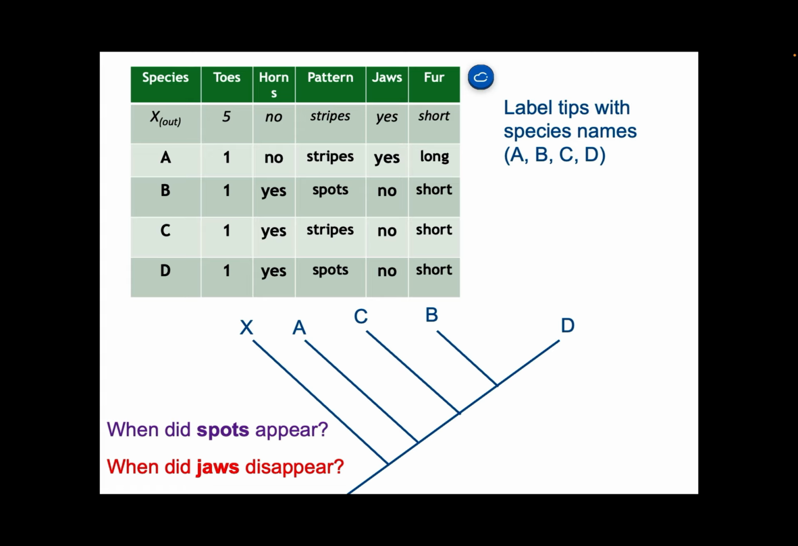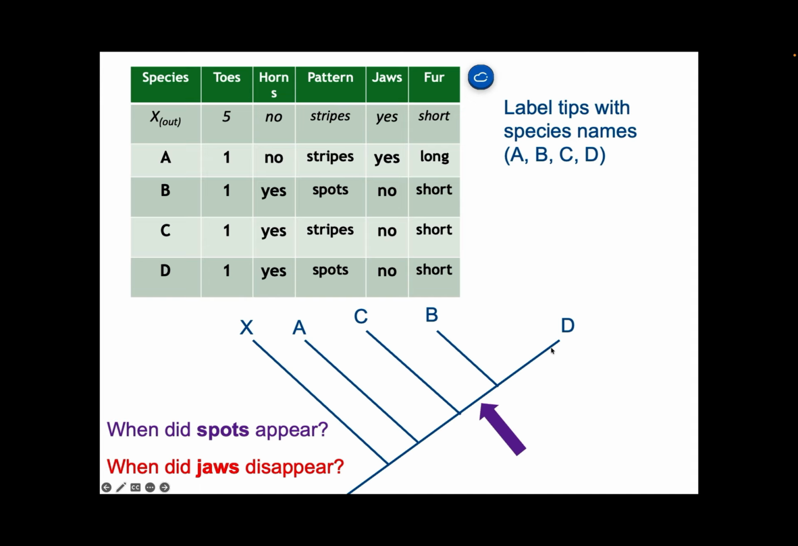When do we think that spots probably appeared? Where do you think? Think about where you would draw the appearance of spots on this, yeah. Like in this section here, after C branched off, but before B and D diverged from each other? Yeah, I agree, okay. So the most likely appearance of spots is somewhere in this stretch of evolutionary time. That's why B and D have spots, probably.